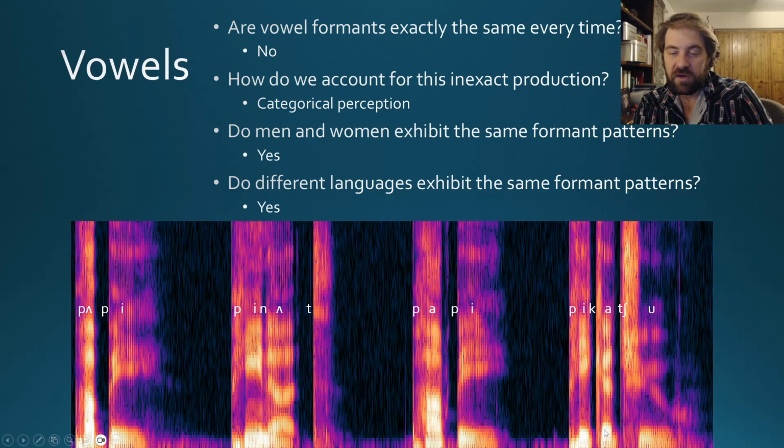Pika, now it's lower. So this F1 is jumping up. You can see it right here. It's higher than it was here. And F2 is on its way down, lower than this E over here.